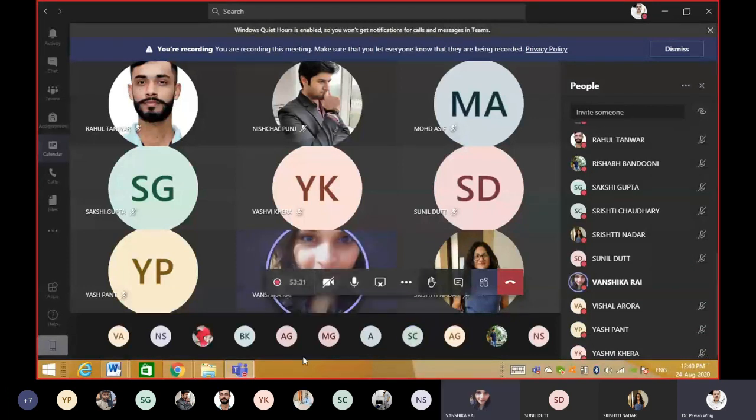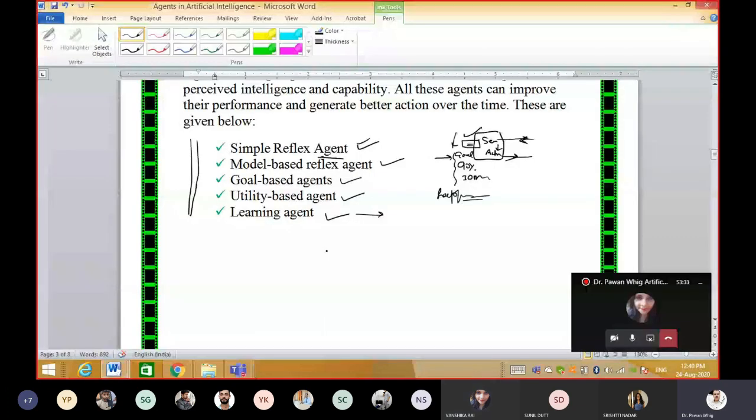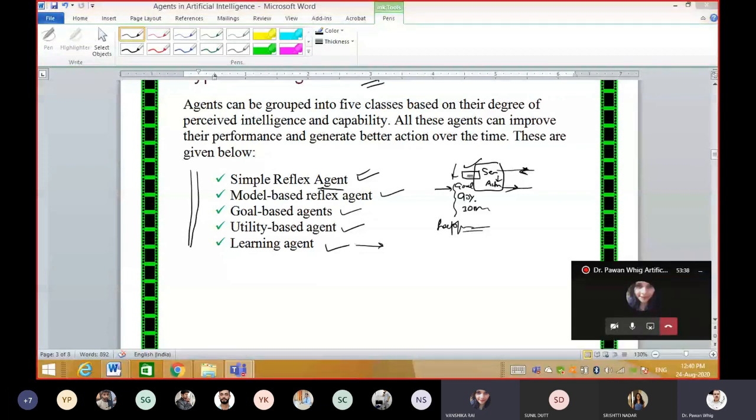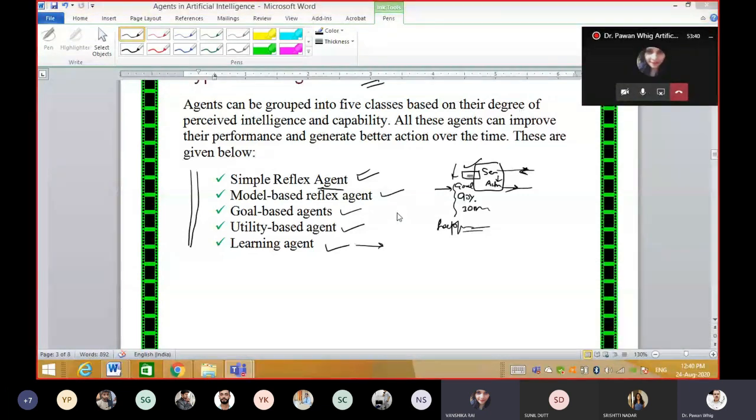Model based, okay. See, in model based, what we do, simplex. Did you understand the simple reflex agent? Yes sir. You just explain what is a simple reflex agent. So basically a simple reflex agent takes the decision on the basis of the current percepts and ignores the rest of the percepts history, only taking care of the current environment, doesn't care about the history. Right. This is a simple reflex agent.